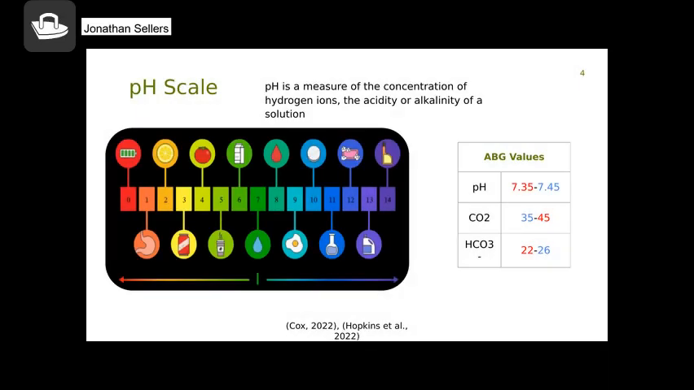The pH scale. The pH scale is a measure of the concentration of hydrogen ions, the acidity or alkalinity of a solution. So, the more hydrogen ions present in a solution means that it's more acidic. The fewer readily available hydrogen ions in a solution means that that solution is more basic. Why is that? So let's go back. Let me throw another term at you, curveball.